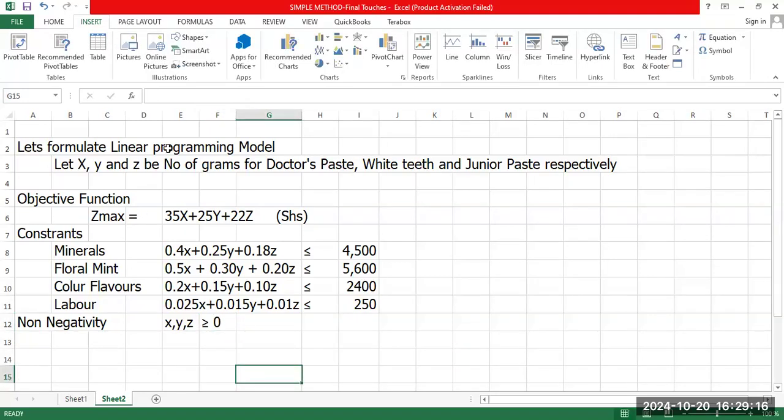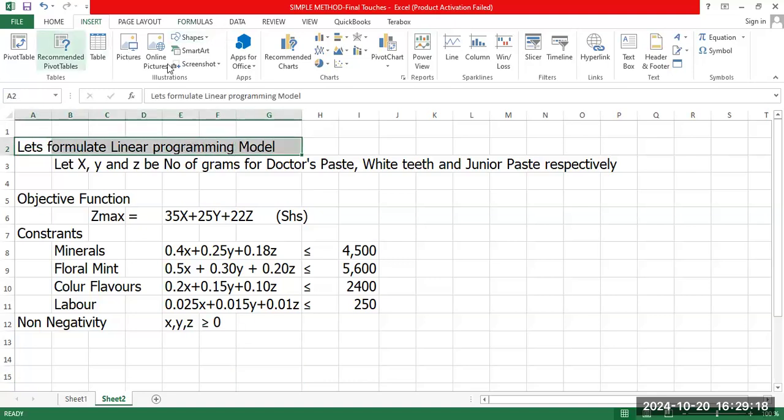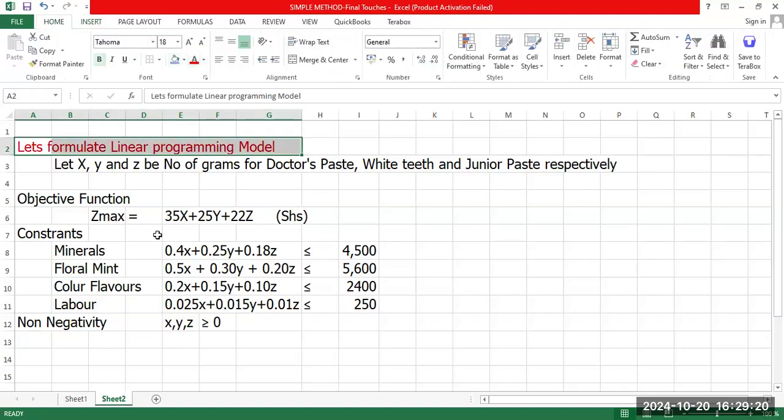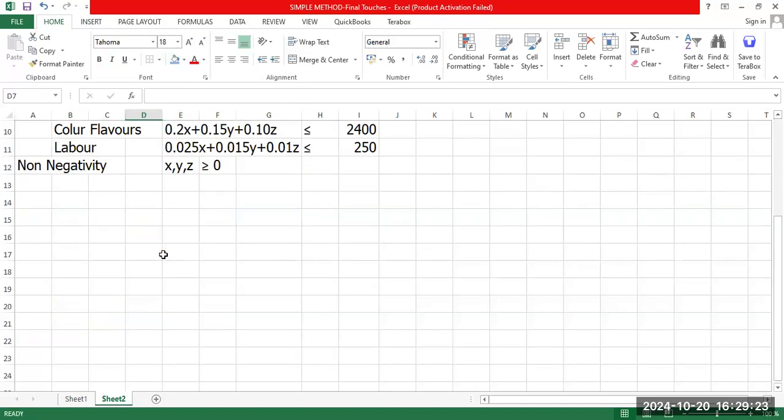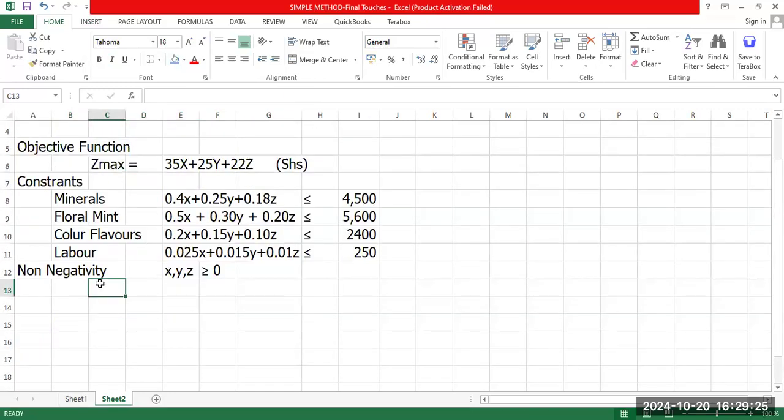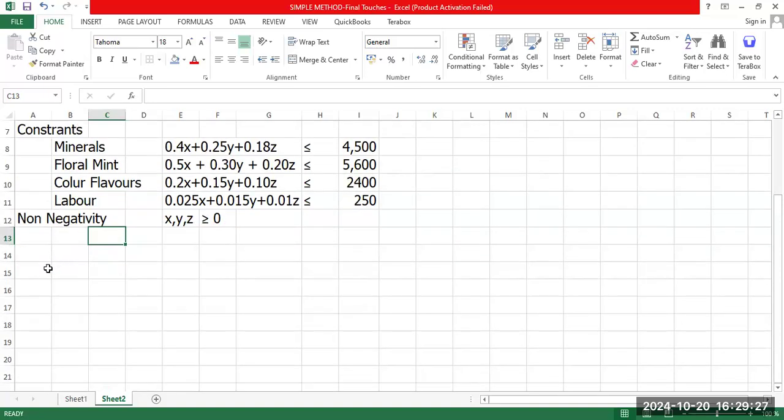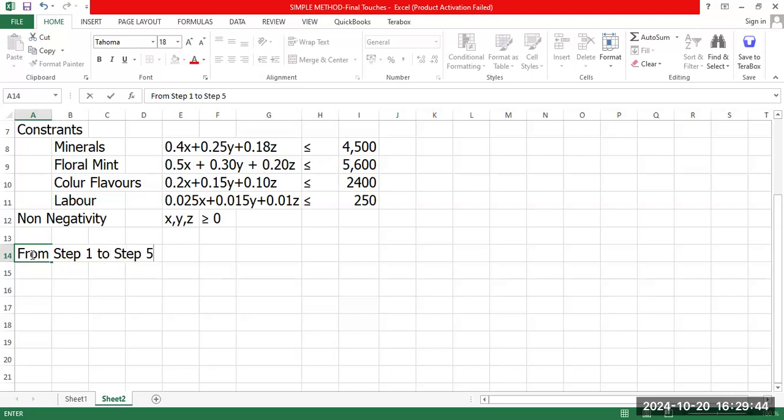That is your linear programming model. Solve this by following the steps, from step 1 to step 5. You will solve this from step 1 to step 5.